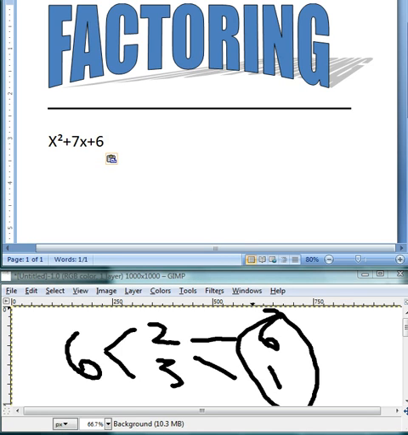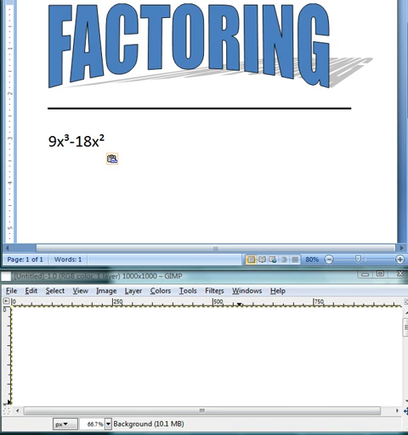Okay, so when it's just the x squared plus 7x plus 6 and no other number, no 2 or 3 in front of the x squared, you can just take those factors and put them into the parentheses. So then the answer would be this, and this would be your answer for the factoring portion of it. It would be x plus 6 times x plus 1. So that's how you do those simple ones.